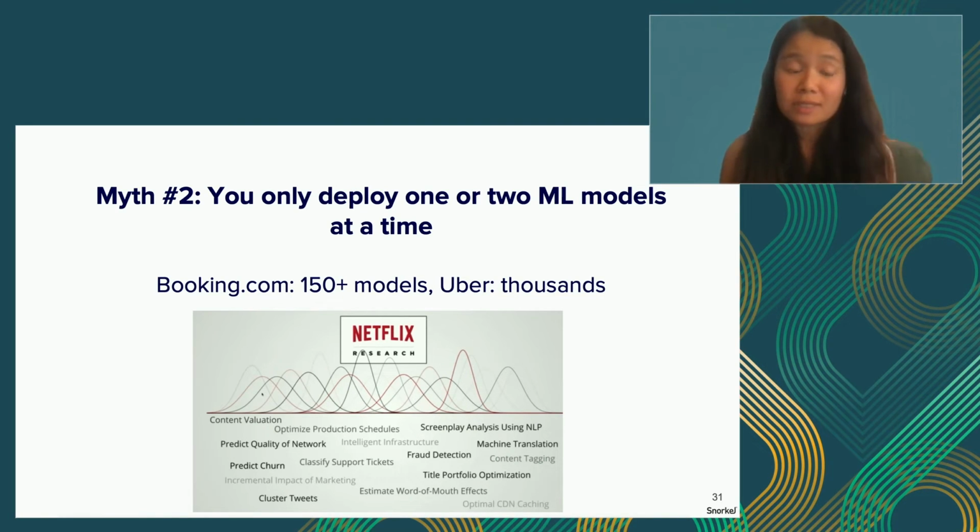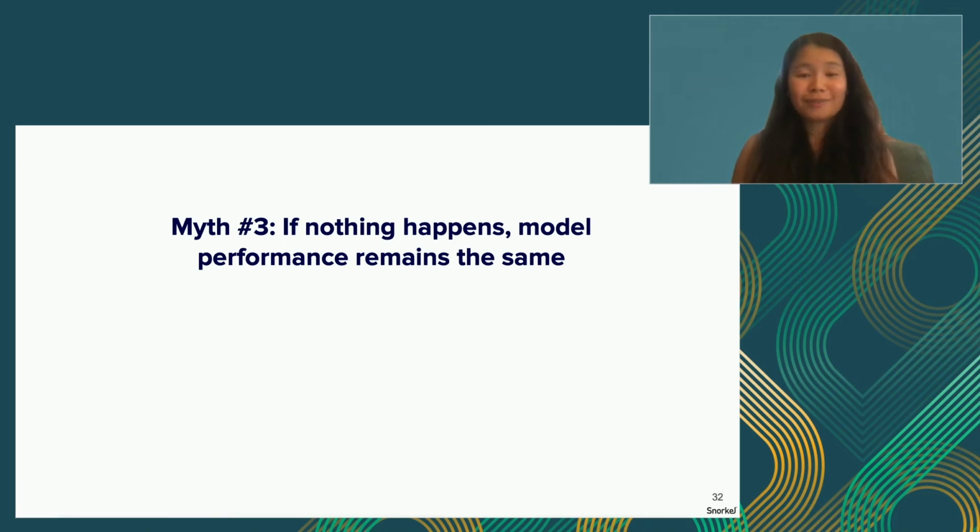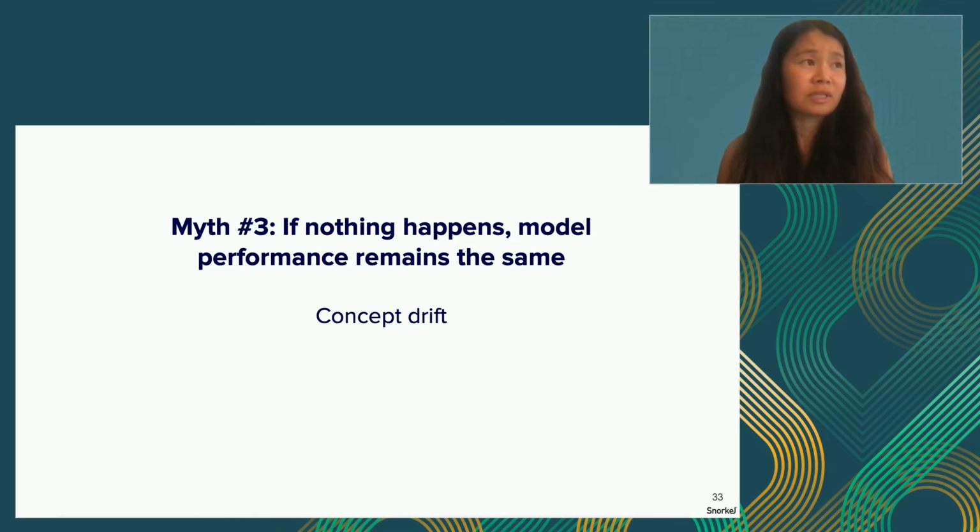Uber has thousands, and here are some examples of the machine learning models being used at Netflix on different tasks. Another myth is that if nothing happens, model performance remains the same. I think you just think that if we have some model out, you just leave it there and let it work, and nothing is going to happen.